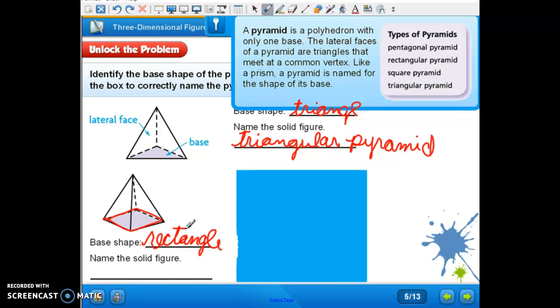Rectangular pyramid, or square pyramid. So you could type it as either. Okay. And the last one.